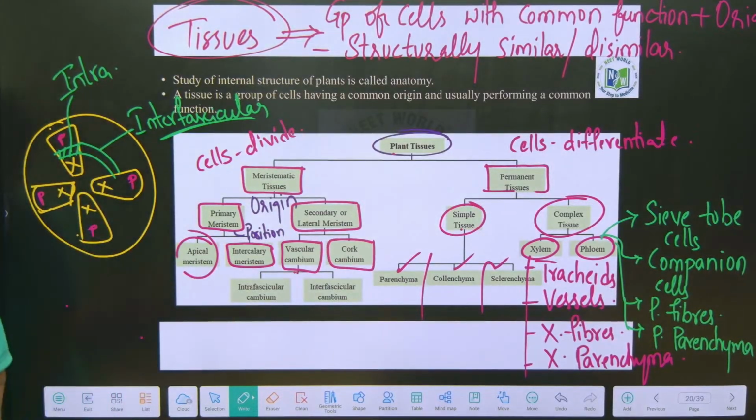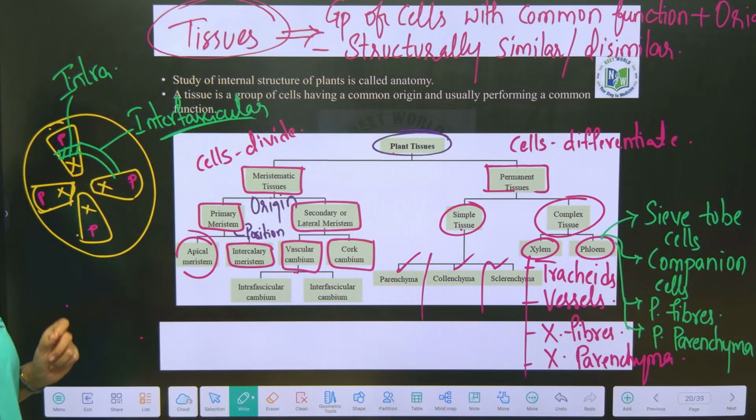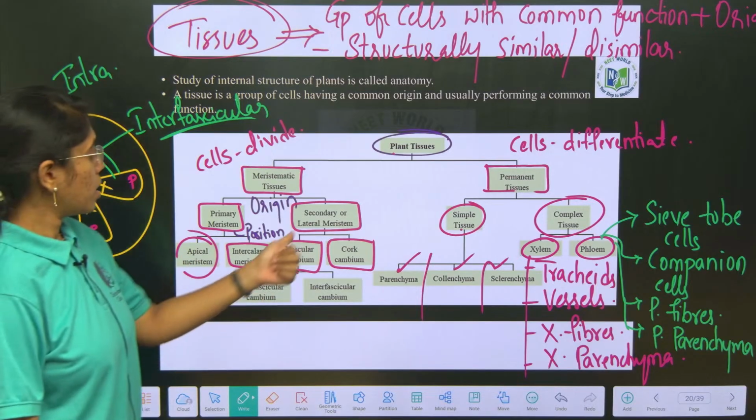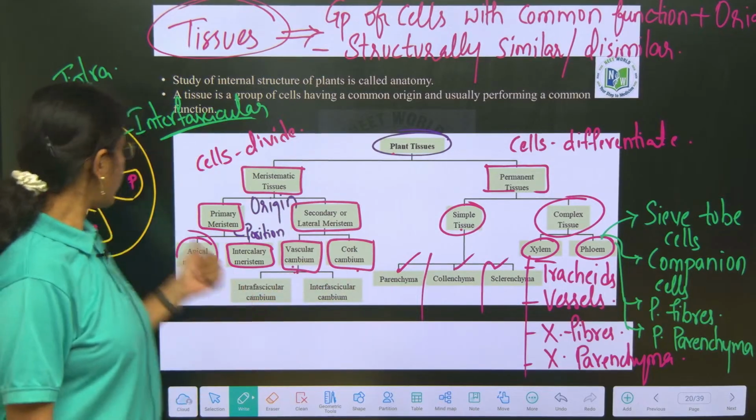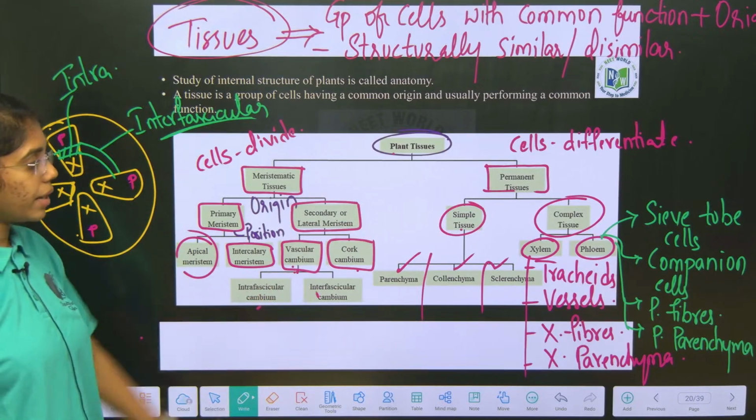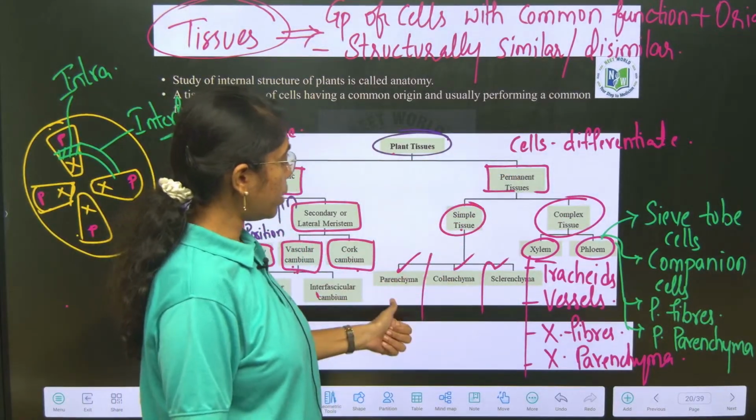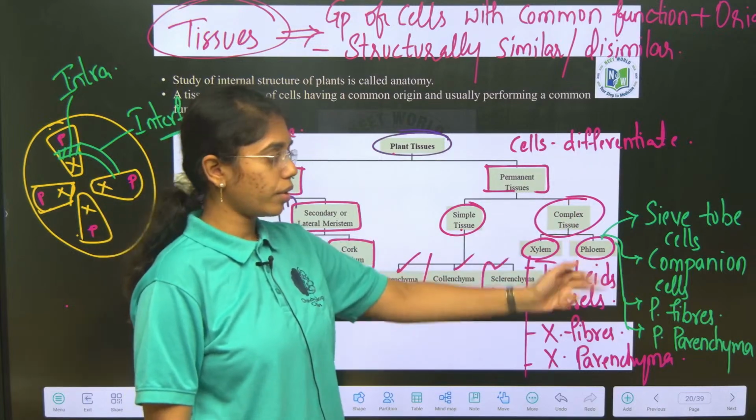This is the basic classification of tissues. First into meristematic and permanent. Meristematic, based on their origin, are classified into primary and secondary. Primary again based on position into apical and intercalary. Secondary based on their location, vascular and cork. Based on whether in between xylem and phloem or in between two vascular bundles, it is intrafascicular and interfascicular. Permanent tissues: simple and complex. Simple: parenchyma, collenchyma, sclerenchyma. Complex permanent tissues: xylem and phloem, and these have 4 different types of tissues.